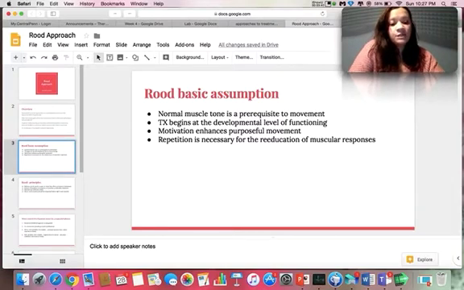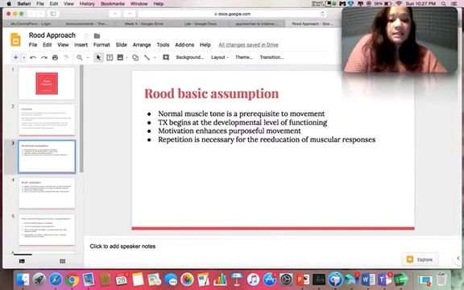Reflexes are the foundation of voluntary motor acts, and they are modified, controlled, or integrated by the central nervous system. So the central nervous system plays a really important role in all of this. When illness or disease affects it, we're going to have a lot of problems that we need to address, and using the Rood approach is one method to do that.